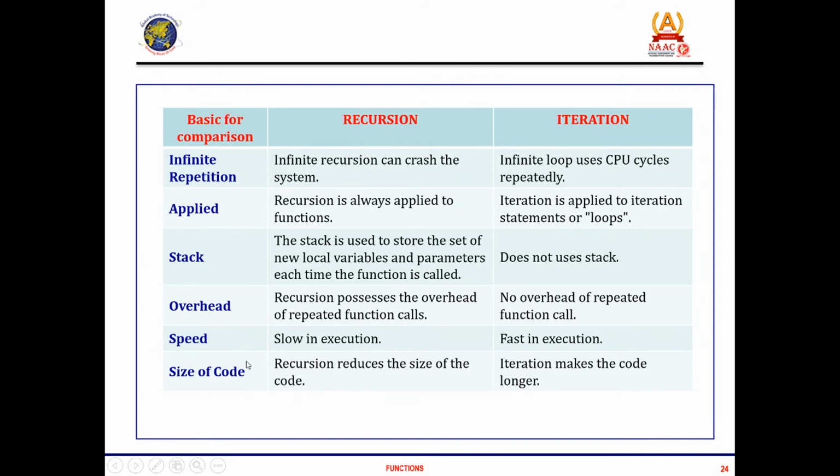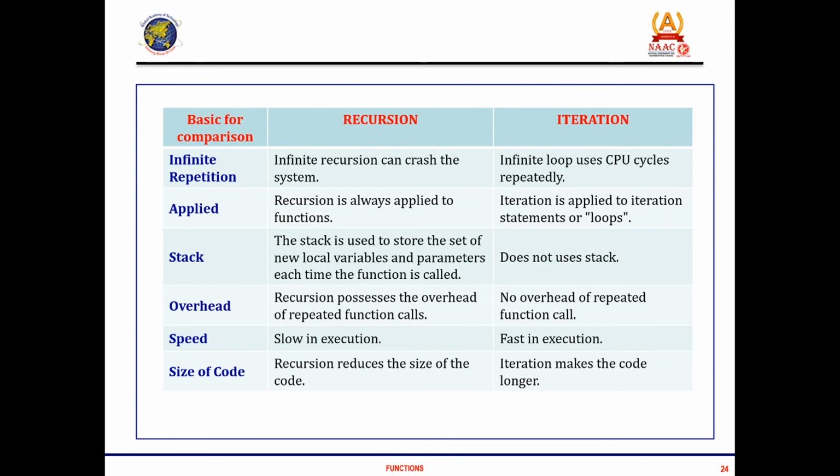Then you have overhead, you have speed, you have size of the code, right? Recursion is always slow in execution as compared to the iteration. But of course, when you look at the size of the code, iteration makes the code much longer. On the other hand, recursion reduces the size of the code, right? So I have basically used 10 parameters for comparison, and that is how I land up differentiating the recursion and iteration.